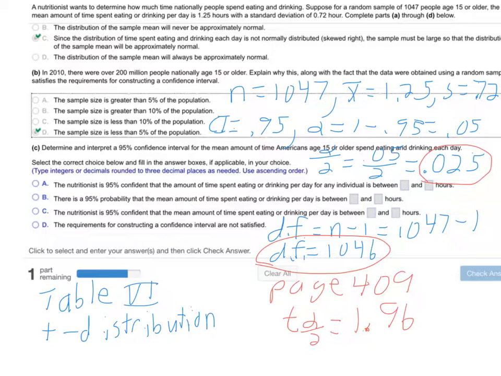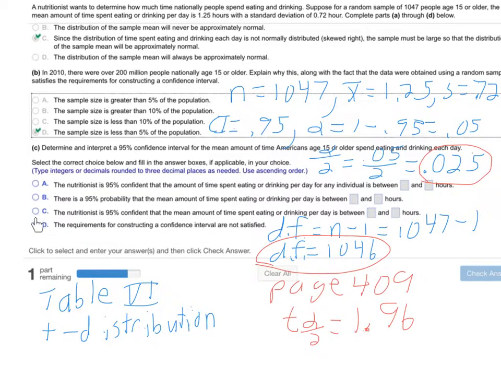A nutritionist wants to determine how much time nationally people spend eating and drinking. Suppose for a random sample of 1,047 people aged 15 or older, the mean amount of time spent eating or drinking is 1.25 hours, with a standard deviation of 0.72. That completes parts A through D. And so for this part C, you want to determine and interpret a 95% confidence interval for the mean.